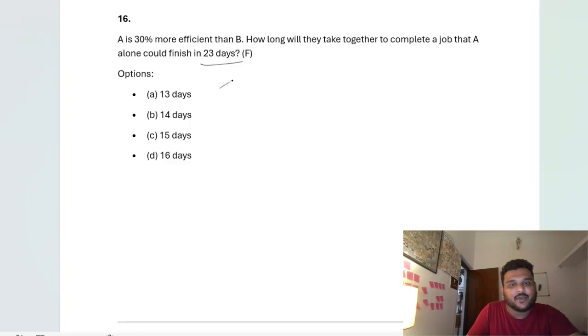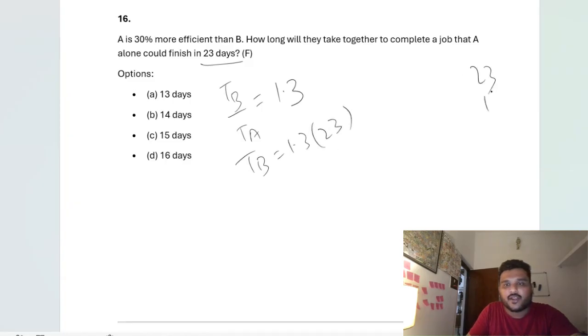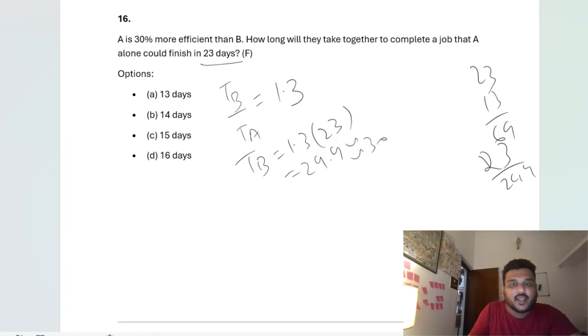So can I say time taken by B and time taken by A should be in a ratio of 1.3, because A is 30% more efficient, so time taken by B will be 30% more. So time taken by B is 1.3 into 23. So let's quickly find out. So 29.9, or approximately 30 days. Now together, how long will they take together? It's a pretty straightforward question now. Calculation wise, it might sound a little difficult, but let's just do it.